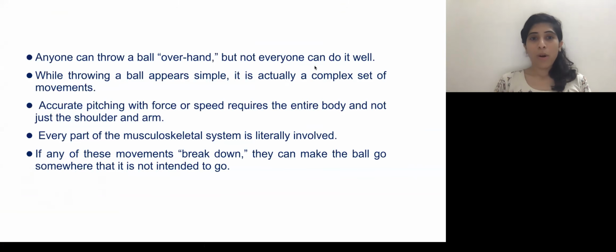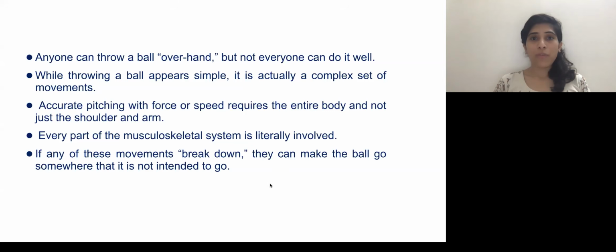Anyone can throw a ball. That is, overhead activity is possible for everyone, right? But not everyone can do it well. So while throwing a ball appears to be a simple movement, it is actually a complex set of movements.